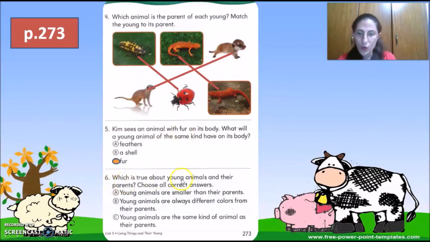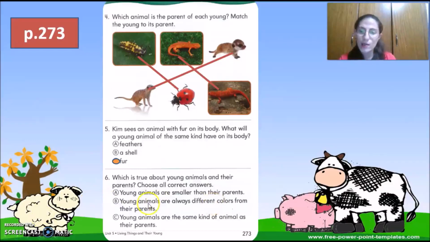Number 6. Which is true about young animals and their parents? Choose all correct answers. Now when they say choose all correct answers, it means we have more than one answer. Let me read the options. A. Young animals are smaller than their parents. B. Young animals are always different colors from their parents. C. Young animals are the same kind of animal as their parents. So I'm gonna reread it. Number 6. Which is true about young animals and their parents? Choose all correct answers. It means we have more than one.